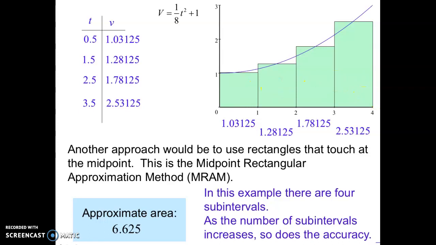As you could tell, we only drew 4 rectangles. So what Newton and Leibniz said is, as the number of rectangles increases, or the number of subintervals, in other words, how often I measure, in this case we measured every 1 unit, so we had 4 different units of 1. But as the number of rectangles increases, our accuracy will also increase.